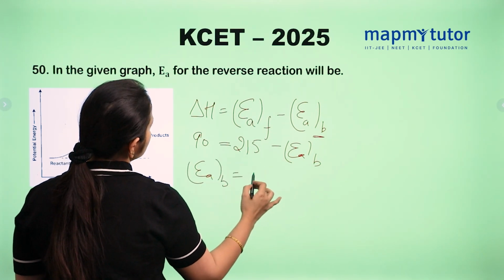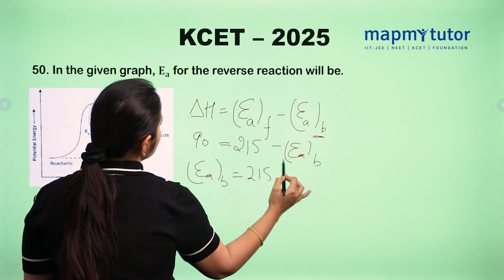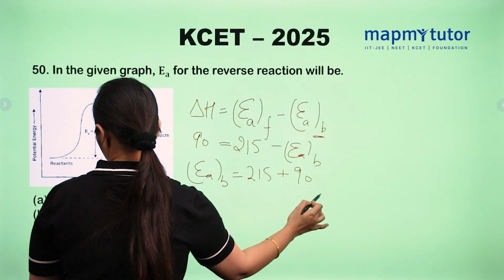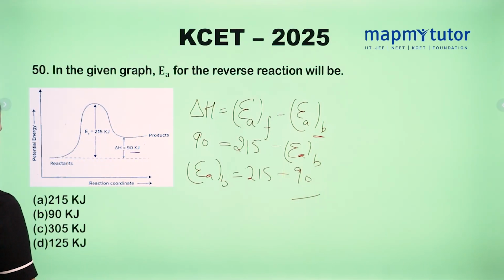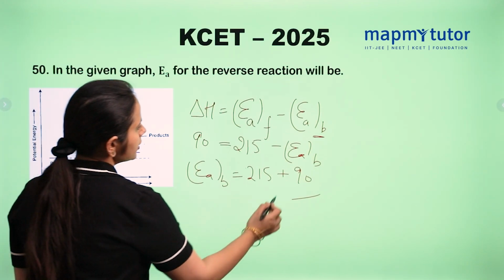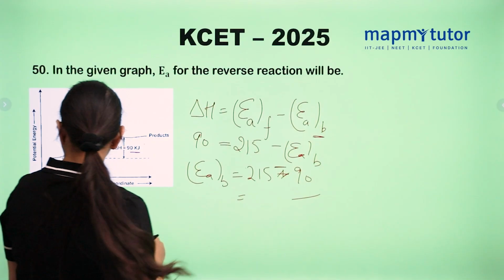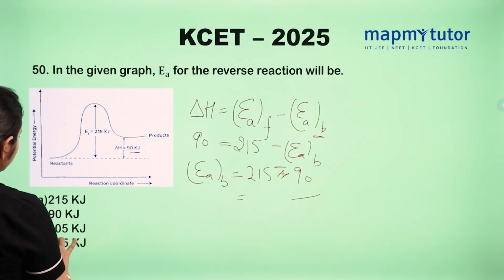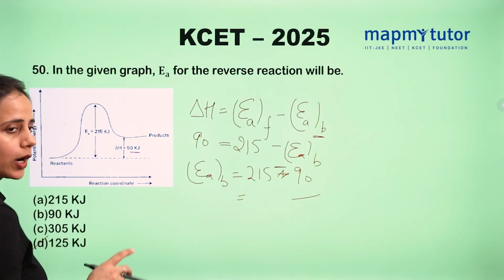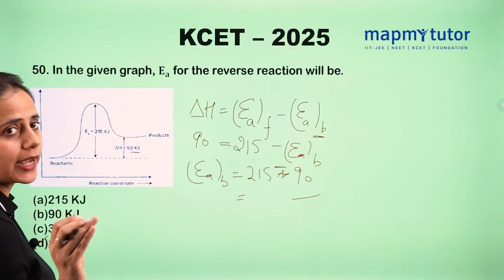EAB is 215 plus 90. So the answer will be, solve it. It is 215 minus 90. What does it come out to be? It comes out to be 125 kilojoule. Okay. So 125 kilojoule is the right answer.